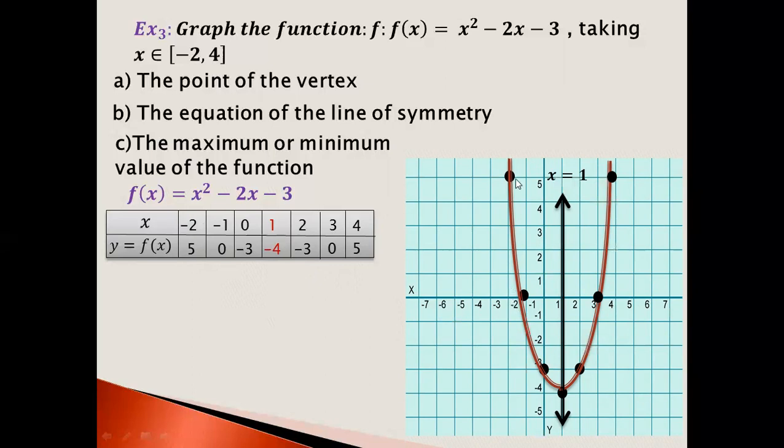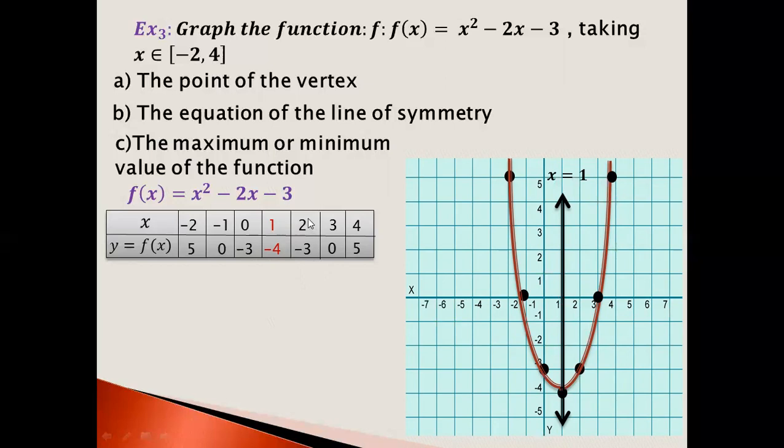-2 and 5 is up here. And the ordered pair -1 and 0 is located here. And the ordered pair 0 and -3 is located here. And the ordered pair 1 and -4 is located here. And the ordered pair 2 and -3 is located here.